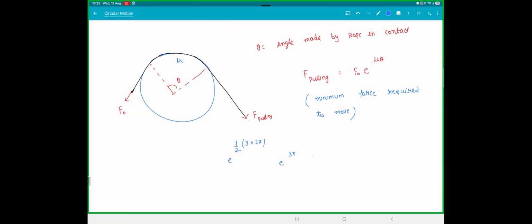Pi is almost 3.14. That is e power 10. That is 2.7 whole power 10. That number goes to something like 3000. That means if you apply 1 Newton here and make the rope go around 3 times, in order to pull the rope, you need to apply 3000 times more force.